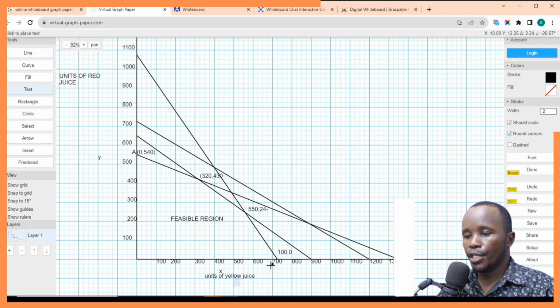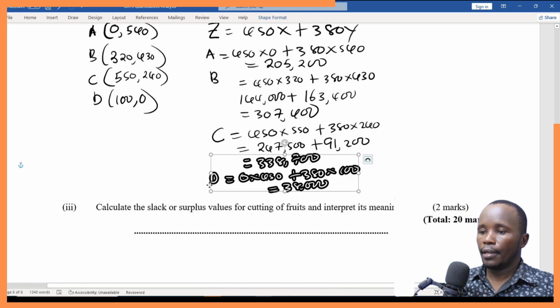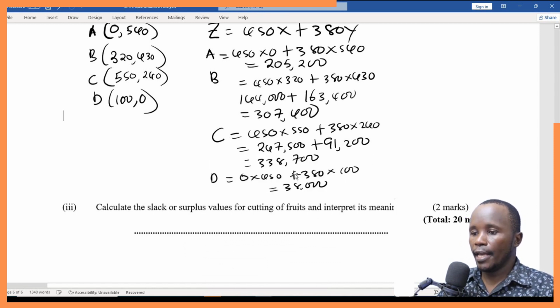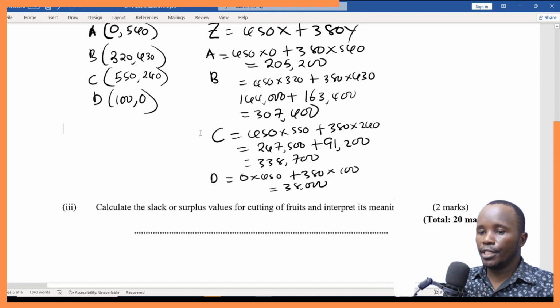This corner here is supposed to be 700, not 100. 700, 0. Sorry for that. This one is supposed to be 700 here. You see, it is the intercept. In fact, it is meeting at 720. Should be 720. Sorry for that. This x here is supposed to be 720.